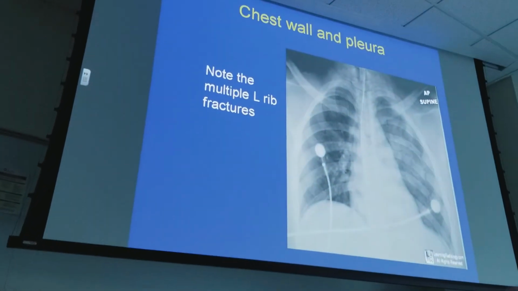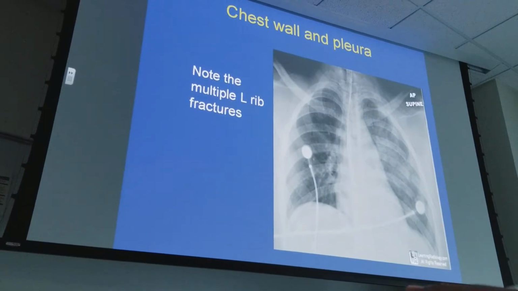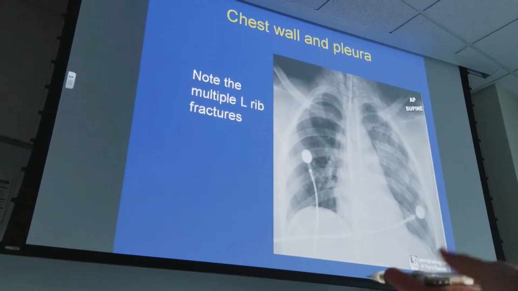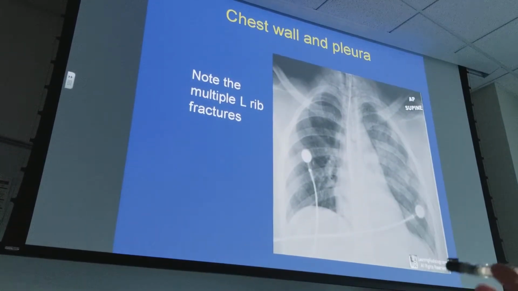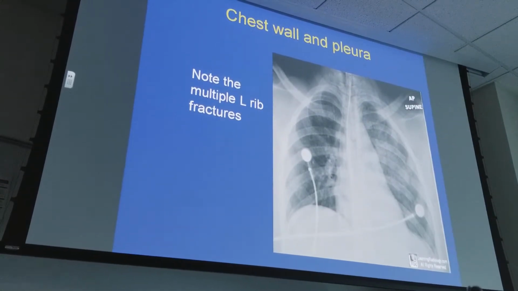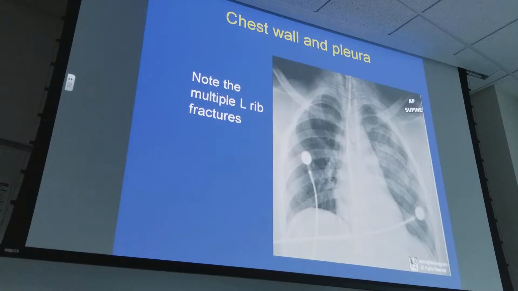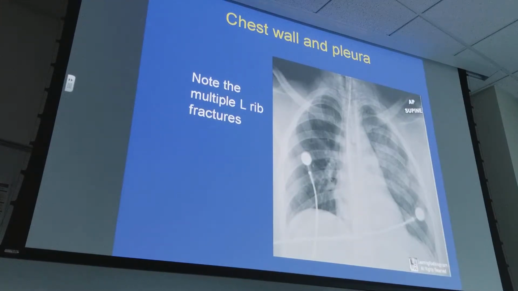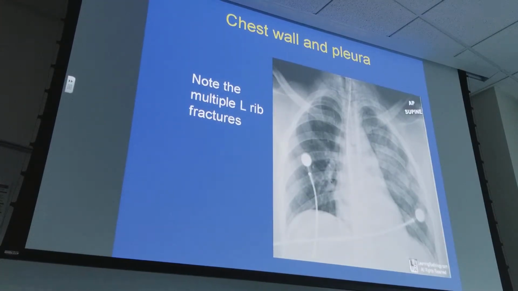So when you're looking at this, we've looked at technique. How was this picture developed? We already looked at that. And now we're going to look at lines and tubes. We did that, right? Now we're going to look at bony structures, anatomical structures.